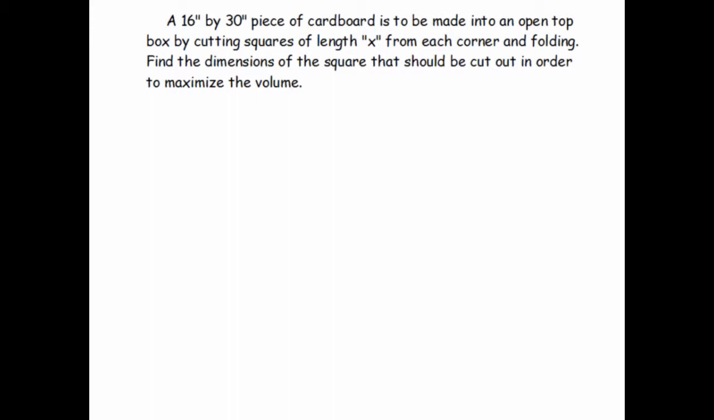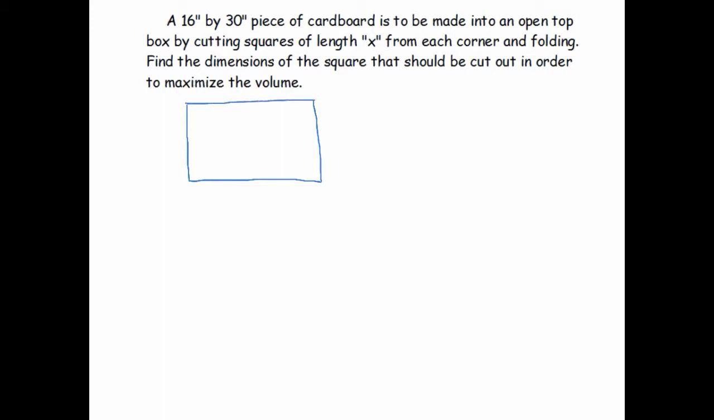So this says a 16-inch by 30-inch piece of cardboard is to be made into an open-top box by cutting squares of length x from each corner and then folding. Find the dimensions of the square that should be cut in order to maximize the volume. Okay, so first of all, hopefully you understand that this can be done. I think the first time I taught this, I remember some of my students didn't even know how this could be done, so maybe I'll take a second and make a few comments about that.